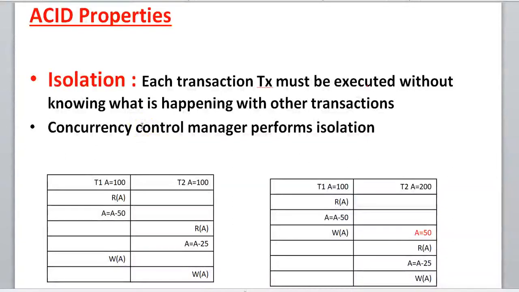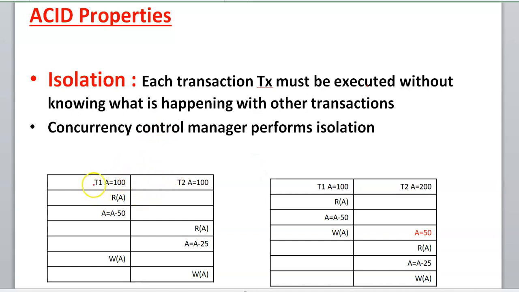Now the third property is isolation. In isolation, it says that each transaction must be executed without knowing what is happening with the other transactions. Now this might be a little difficult to understand, so we'll take an example here.